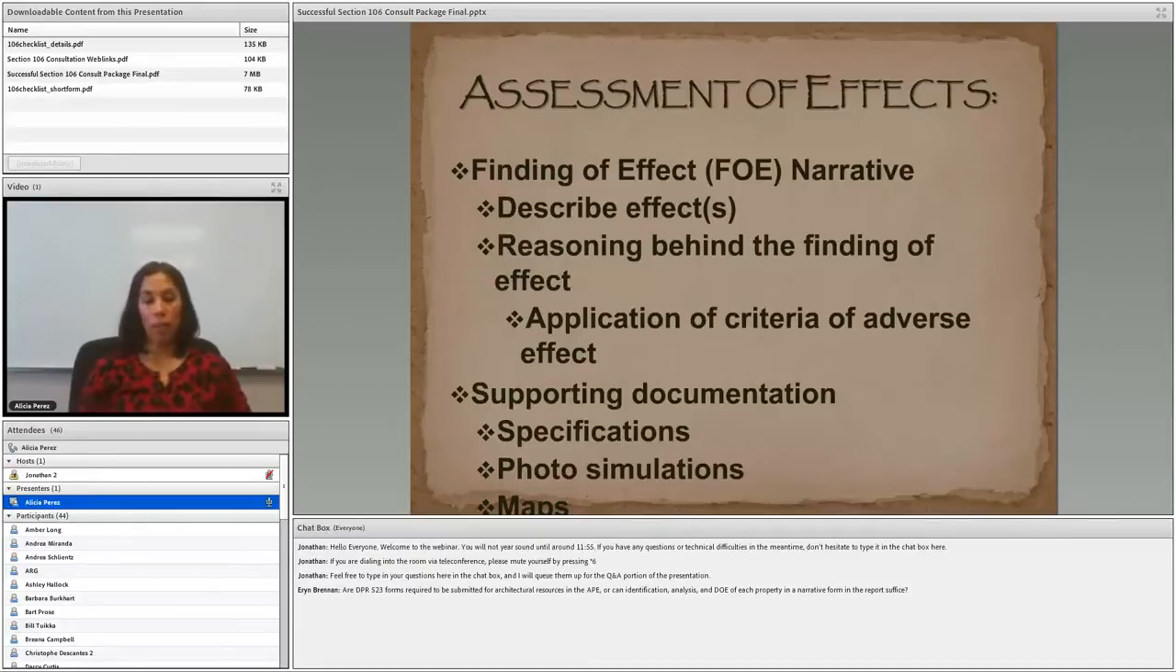Important thing to note is that adverse effects result when an undertaking may alter directly or indirectly any of the characteristics of a historic property that qualify the property for inclusion in the National Register. So an undertaking may have effects, but you want to figure out whether or not these effects are adverse to where the property is no longer eligible for the National Register. You can also include supporting documentation, specifications, photo simulations, maps or drawings. So you may want to delineate where the historic property is in relationship to the area of direct impact, indirect effect, and so forth.